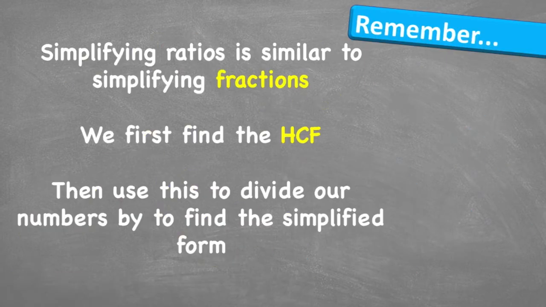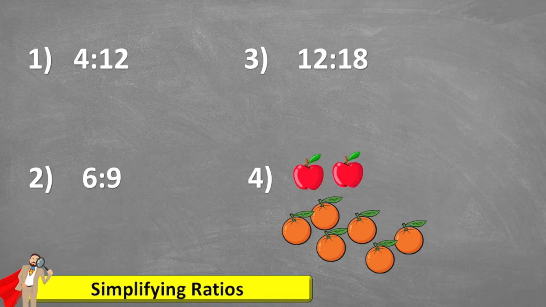And there you go. That is everything you need to know about simplifying ratios. Remember, simplifying ratios is similar to simplifying fractions. We first find the highest common factor, and then we use this to divide our numbers by to find the simplified form. Here are 4 questions for you to have a little look at.